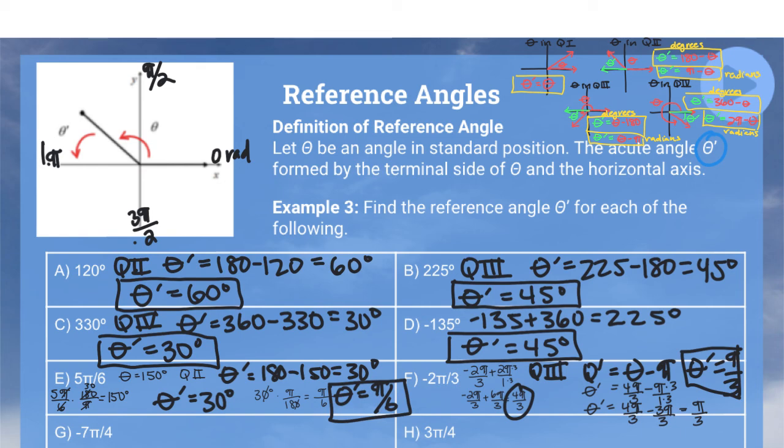So let's start with negative 7 pi over 4. We want to add 2 pi over 1. But we need to get a common denominator. So this becomes negative 7 pi over 4 plus 8 pi over 4. So that's just pi over 4. And we know pi over 4 is between 0 and pi over 2, so it's already acute. So theta prime is pi over 4.